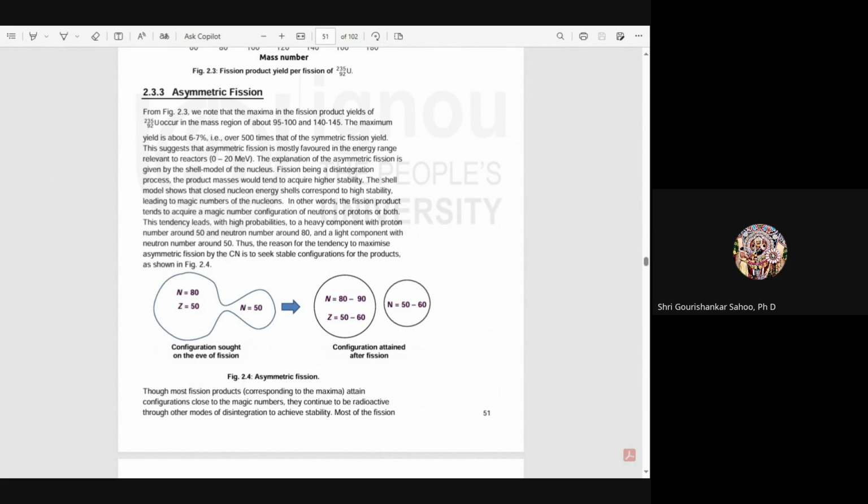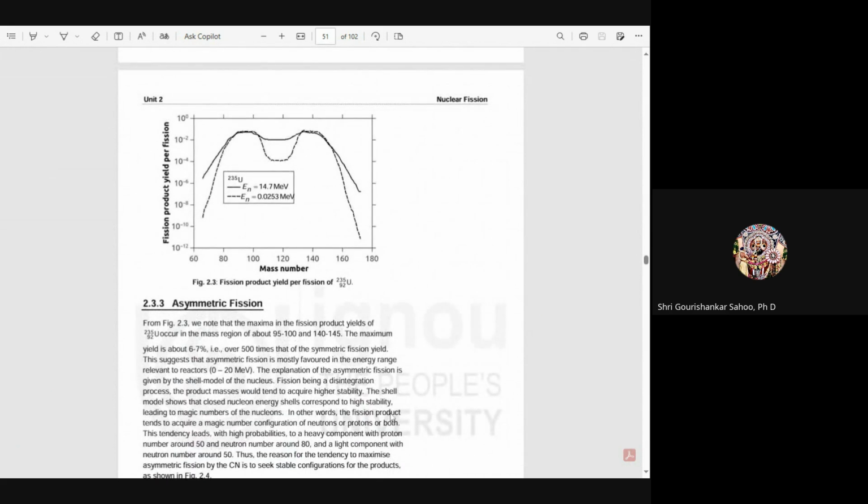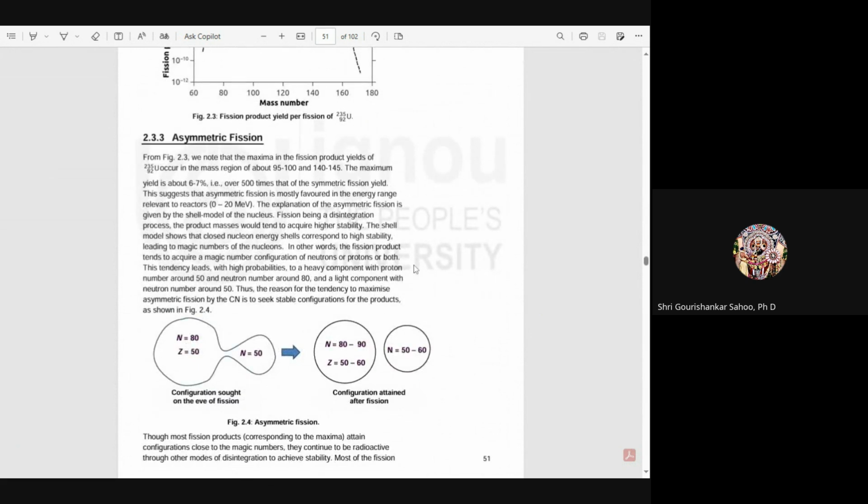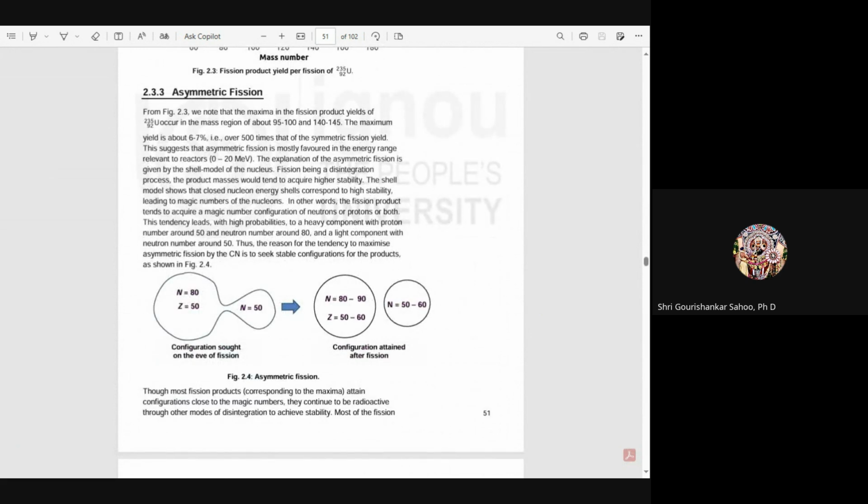Maxima in the fission product yield of uranium-235 occur in the mass regions of 95 to 100 and 142 to 145, as you can see on the screen, figure 2.3. The maximum yield is about 6 to 7%, that is over 500 times that of symmetric fission yield. So this suggests that asymmetric fission is mostly favored in the energy range relevant to reactors, 0 to 20 mega electron volt. The explanation of asymmetric fission is given by the shell model of the nucleus.